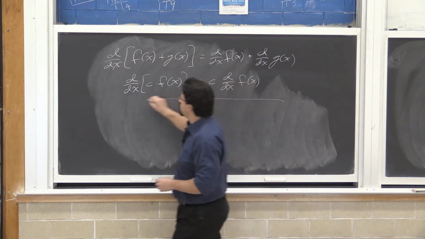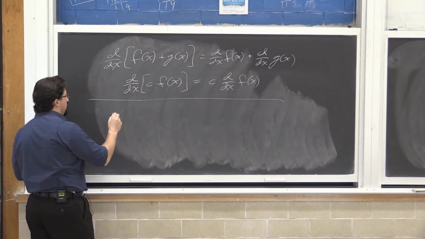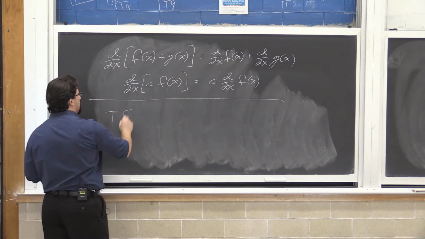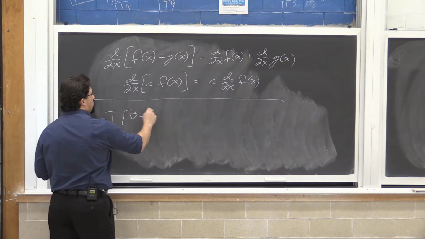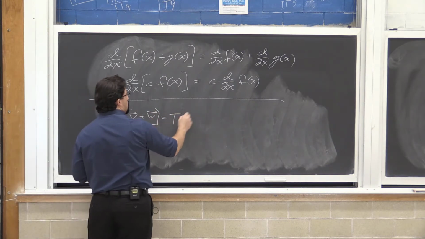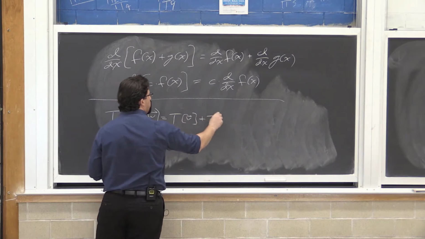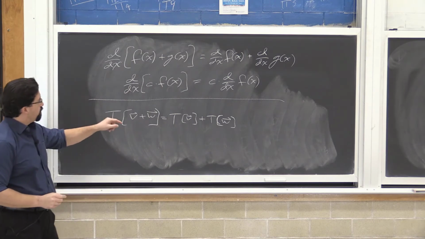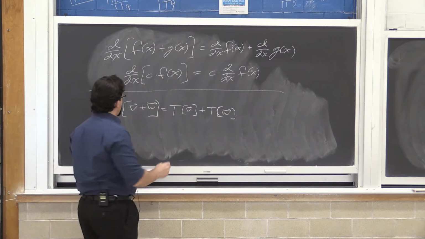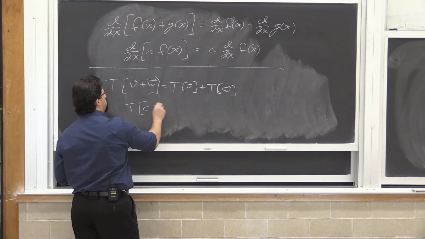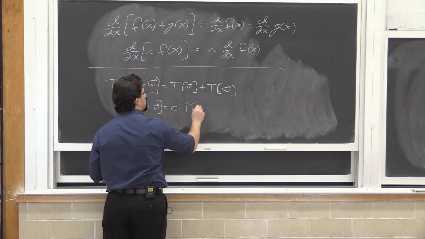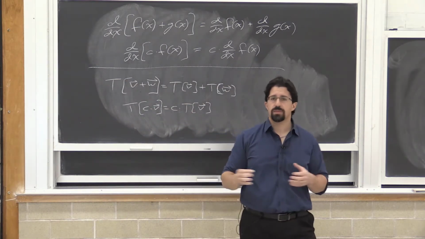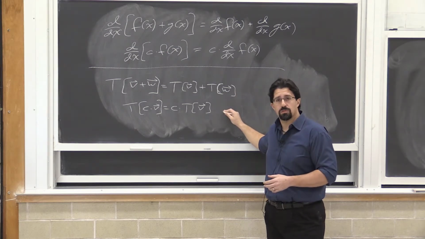But in linear algebra, what we had is that if you take a linear transformation, let's call it T, and you apply T to the sum of two vectors, then you can apply the linear transformation to each one separately and add the results after the fact rather than before. Same thing with constants. As a matter of fact, this is the definition of a linear transformation. A linear transformation is one which obeys these two rules.